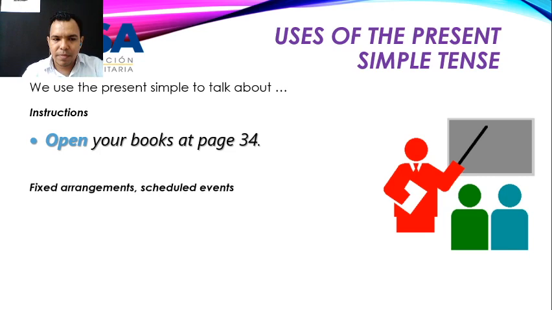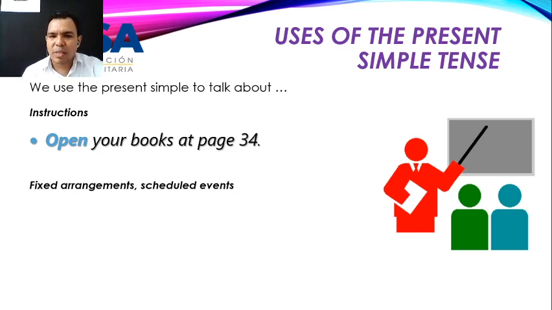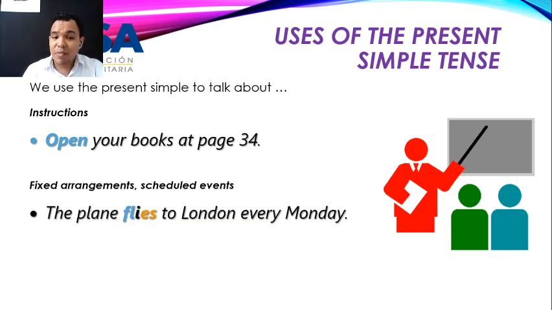I also use the present simple when I have a fixed arrangement or scheduled events. What is that? Fixed arrangements. Cuando tengo un evento ya agendado, organizado, or events scheduled, que ya tienen un horario establecido y está planeado y registrado en algún lugar. For example, the plane flies to London every Monday. El avión sale a Londres cada lunes.